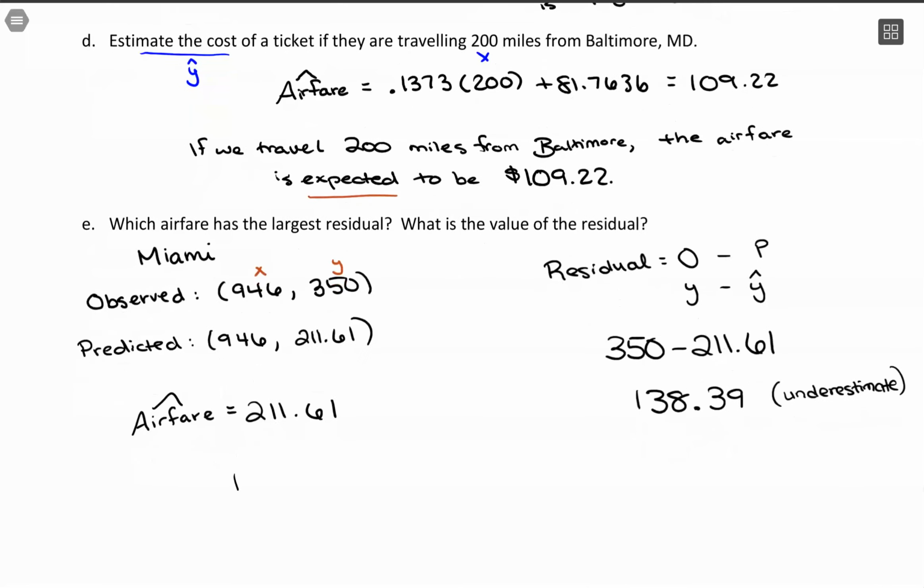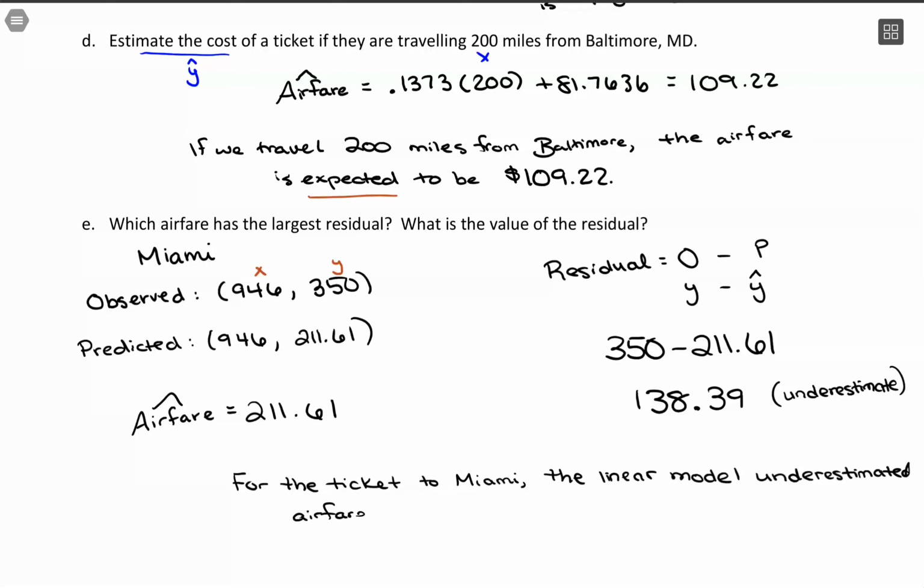So you could say for the ticket to Miami, the linear model underestimated airfare by, and then that amount of money. The linear model underestimated airfare by $138.39. So you can get an idea of how far that model was off from what we actually observed.